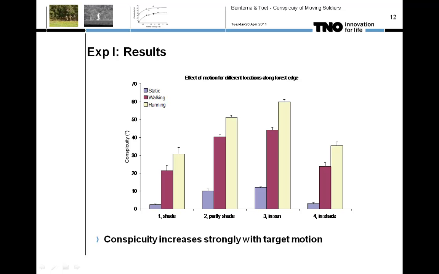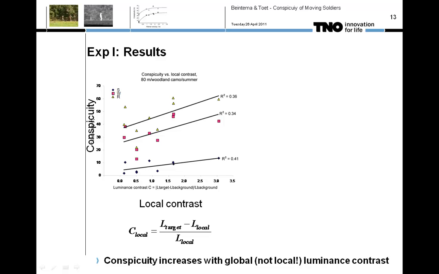The difference between walking and running is much smaller than the difference between walking and static, suggesting a saturation effect. The effect of speed will be studied in more detail in the next experiment. Secondly, we find a small but consistent effect of target position on conspicuity. Targets in the shade are always less conspicuous than targets in the sun, both in static and in dynamic conditions.